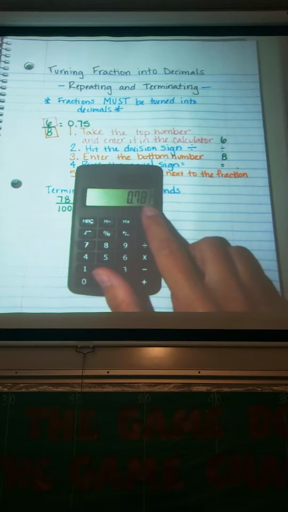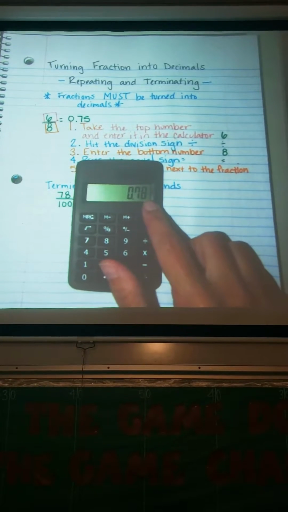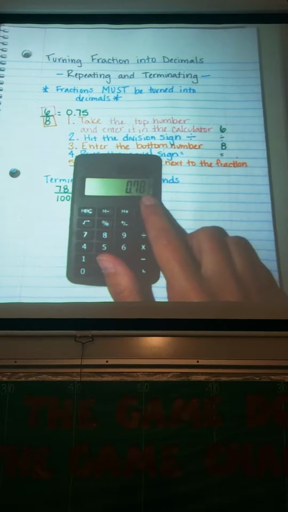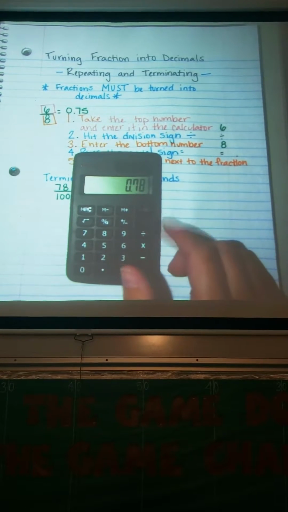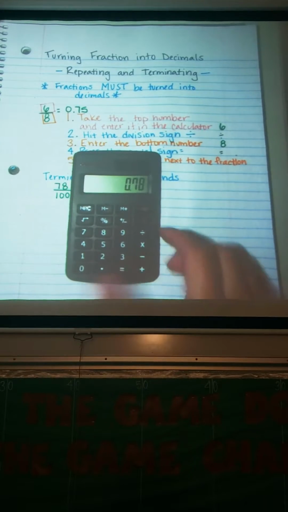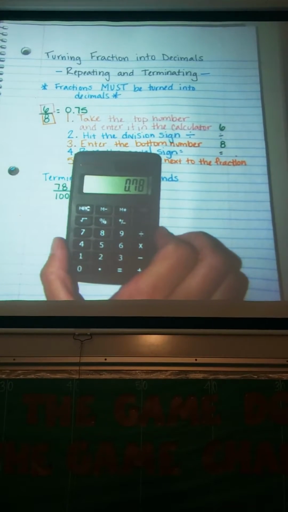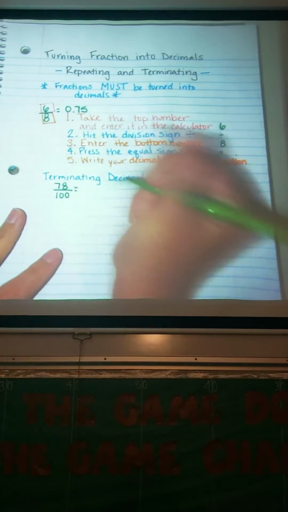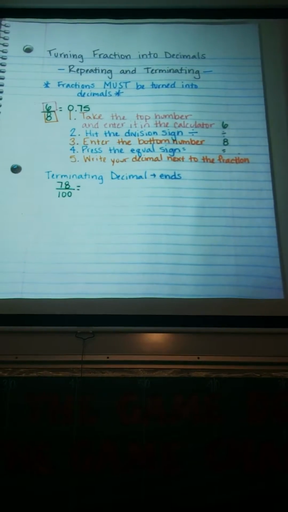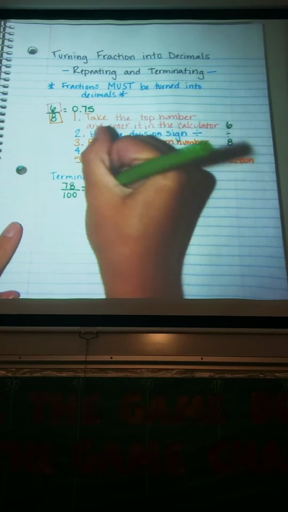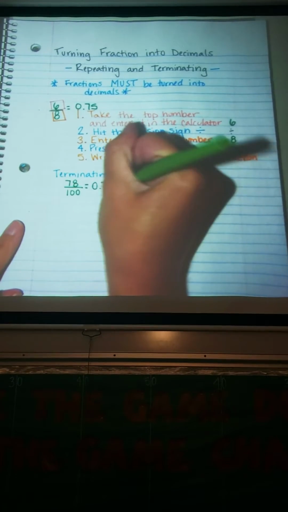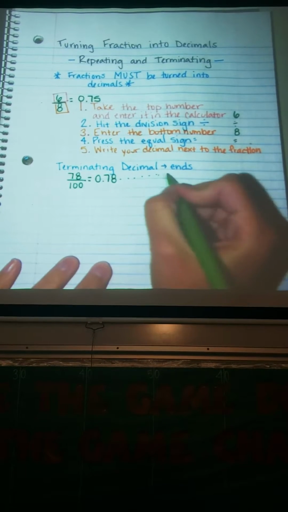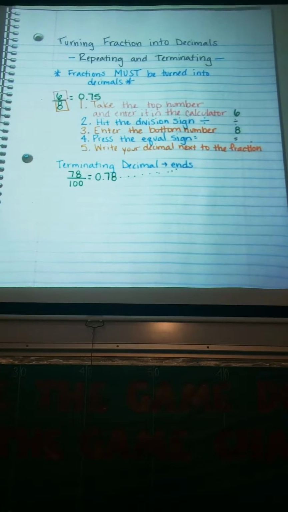This number has a definitive end. That means it stops. It doesn't keep going. There's nothing extra. So it turned into 0.78. The last step that I had was to write my new decimal next to my fraction. So I'm gonna write the 0.78. It's terminating because it ends.